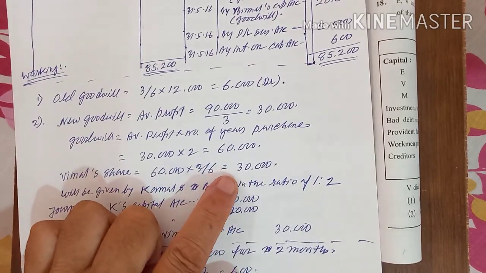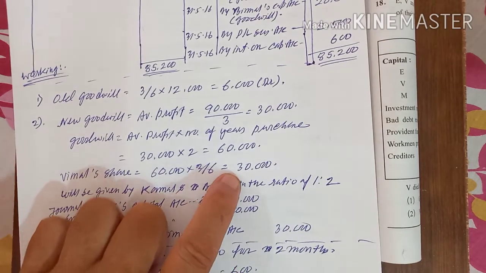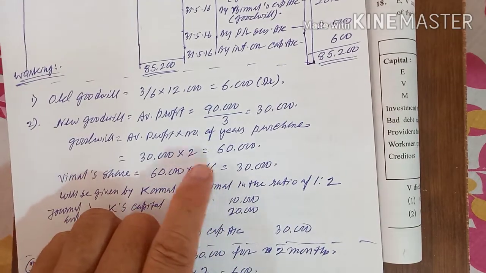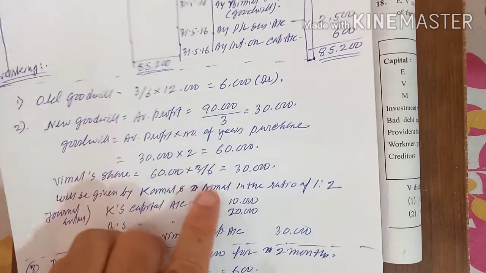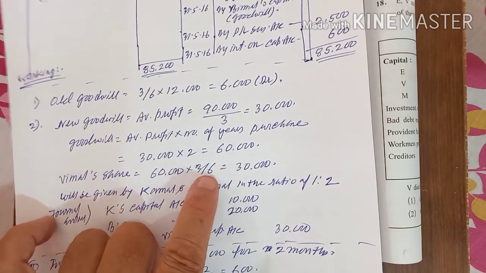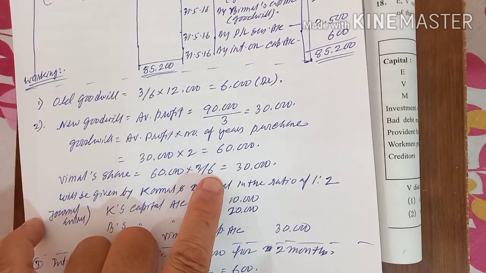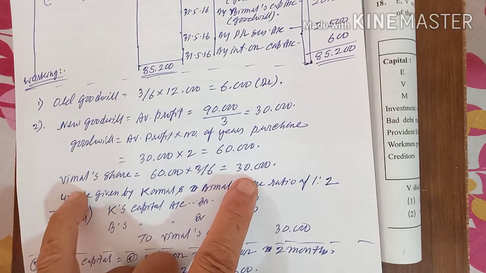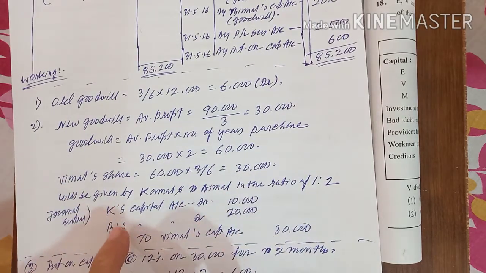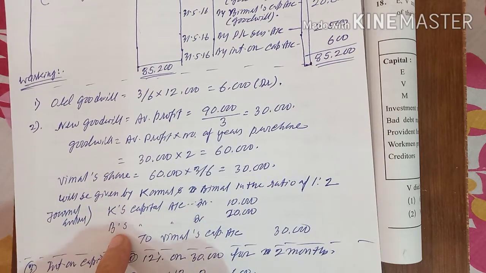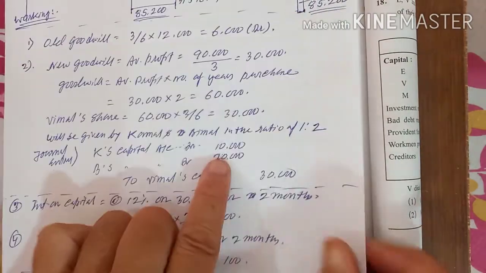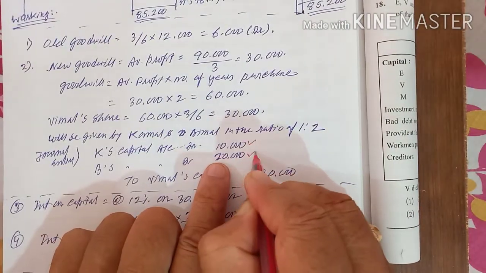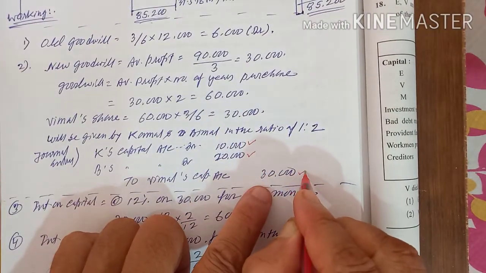Here you will not multiply again for the 3 months, 3/12 will not come here. Keep it, try to understand. I told you, no time calculation for goodwill. So 30,000 Bimal will get, and Kamal and Bimal will give it. In which ratio? 1:2, because it is the old ratio. So one will give 10,000, another will give 20,000, and he will get 30,000.